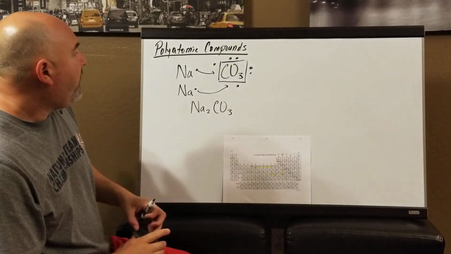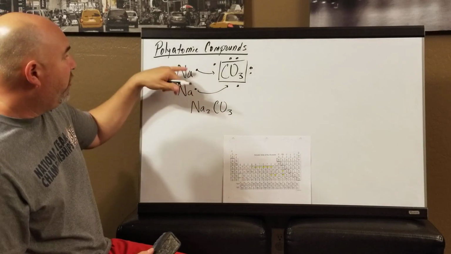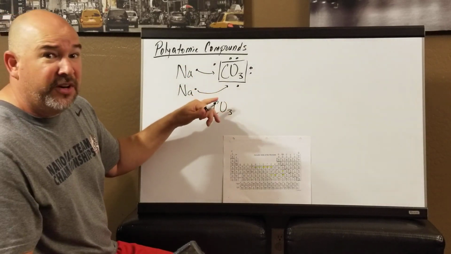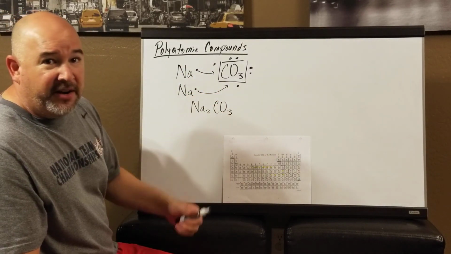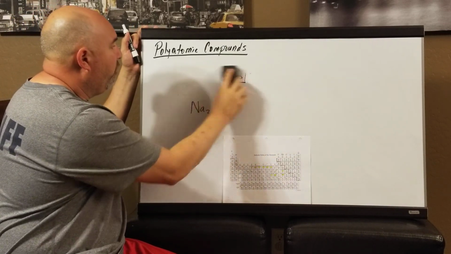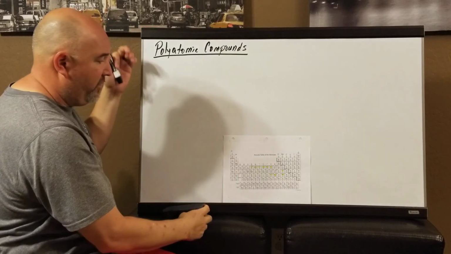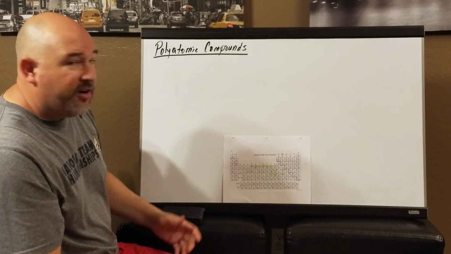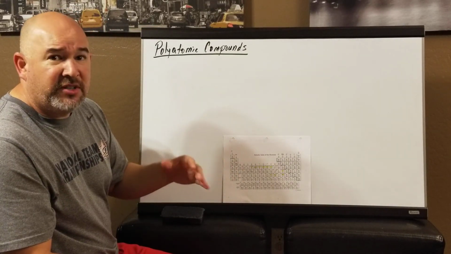Now, you're not going to go through and draw your dots or these arrows, just like we didn't do that when we were doing our binary ionic compounds. What we're going to do is just go through and check our charges and balance charges and whatnot.